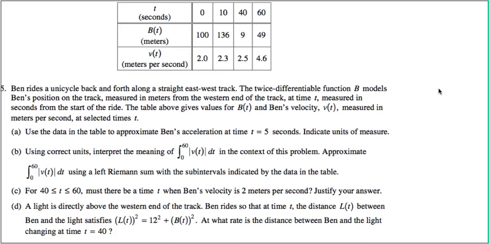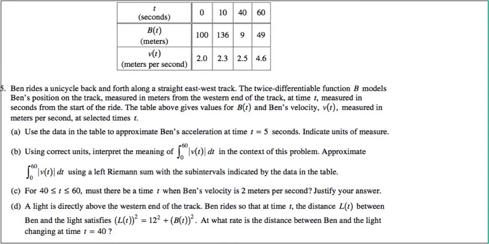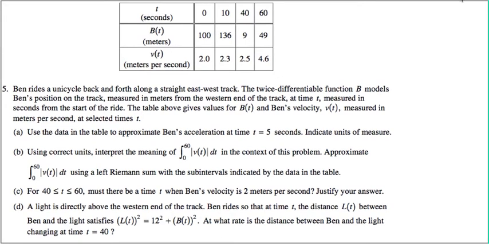Hello, so let us look at number 5 together. Number 5 from year 2011, Form B. So I want you to read the question first here. B of t represents the position, and V of t represents the band's velocity.